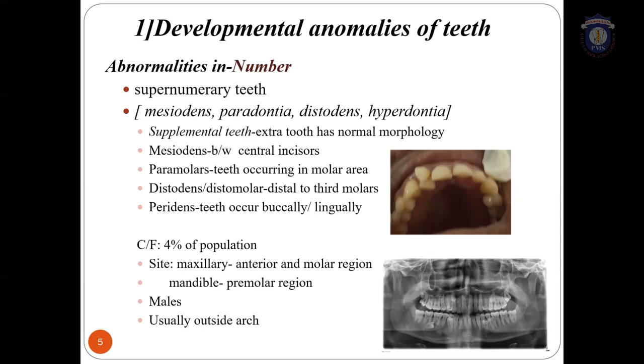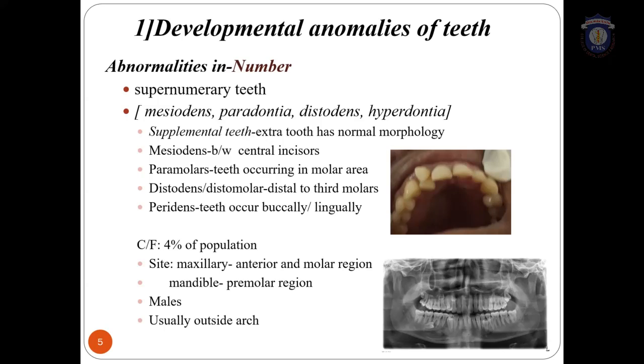Mesiodens is usually seen between central incisors. Paramolars are teeth which occur in the molar region. Distomolars, as the name suggests, occur distal to the third molars. Peridens are teeth which occur buccally or lingually.